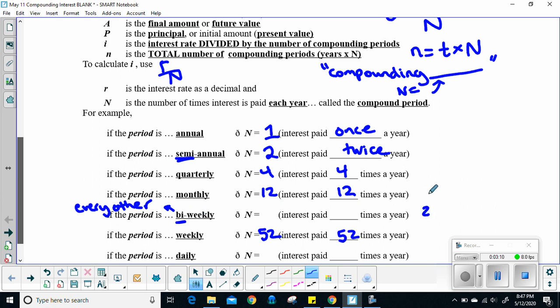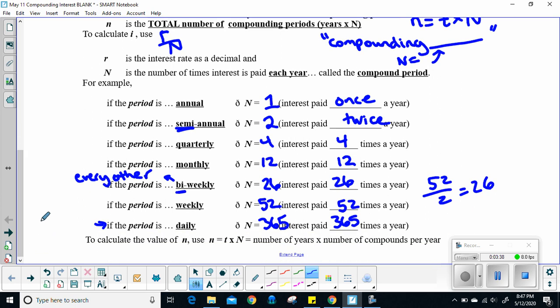So that means 52 weeks in a year divided by 2 is 26. Sorry, I had the answer stuck in my head. Daily, well, we've got 365 days in a year, so then n would be that. That's what cash advances on credit cards charge you, which is pretty big. So watch out. They'll get you real bad on that one.